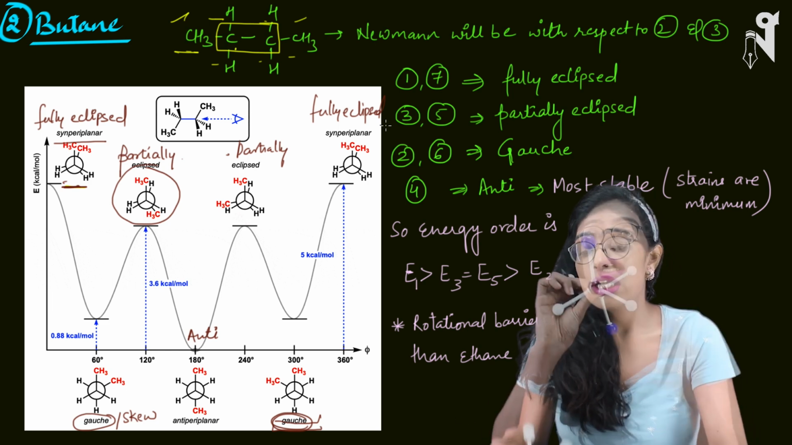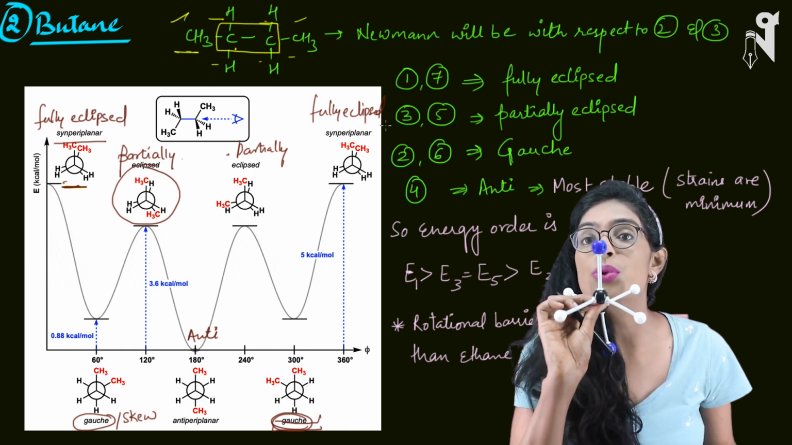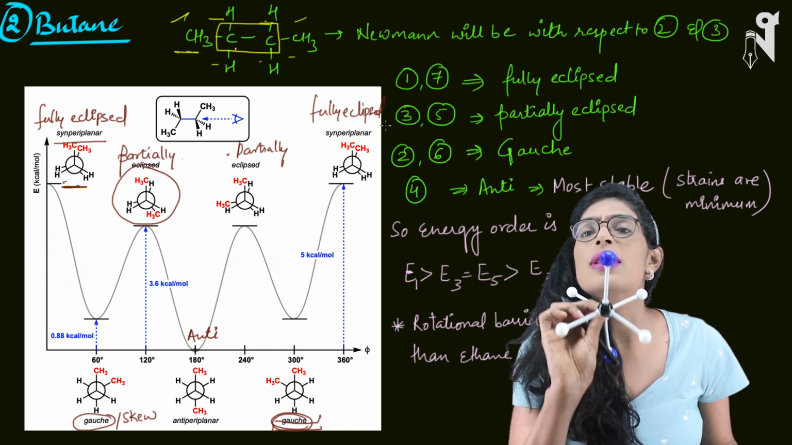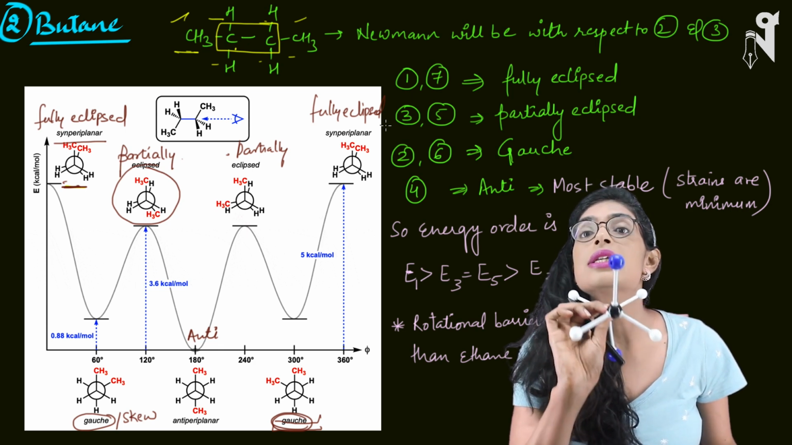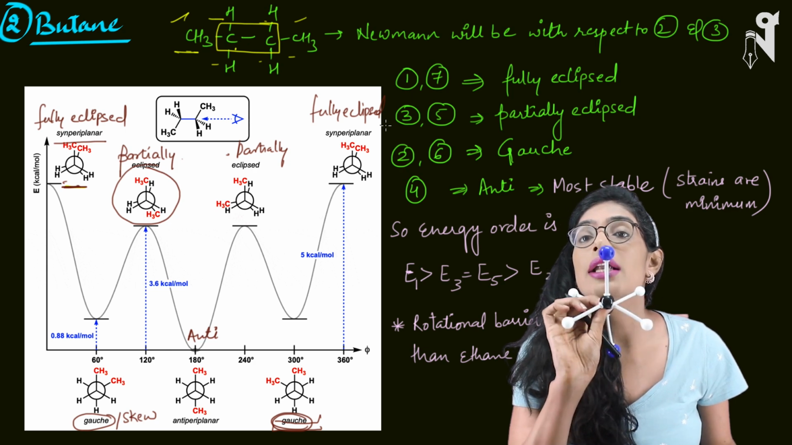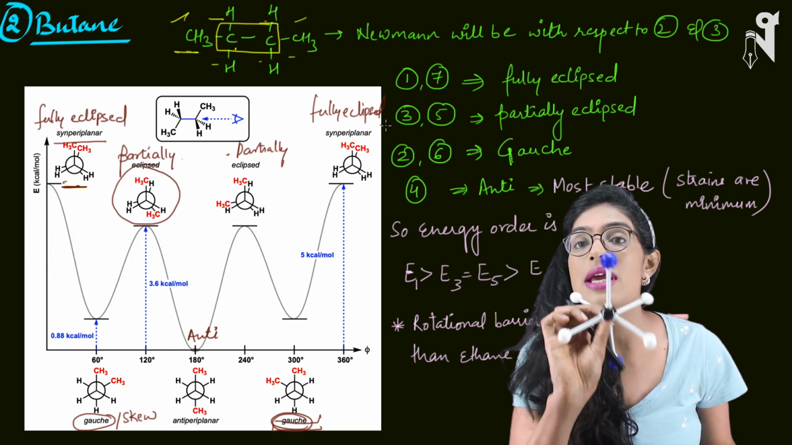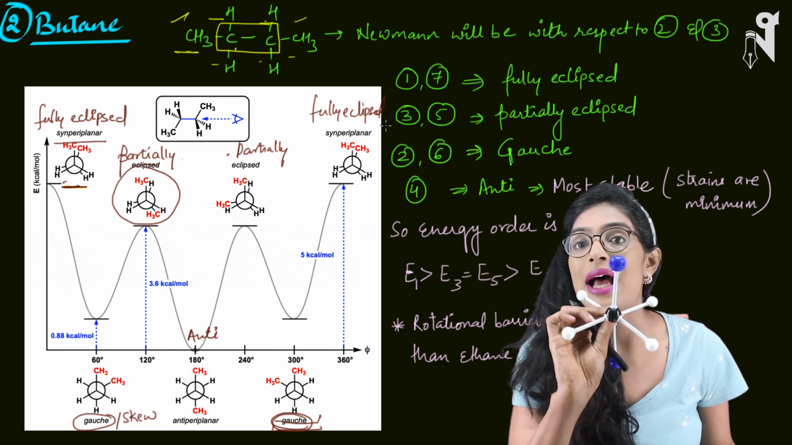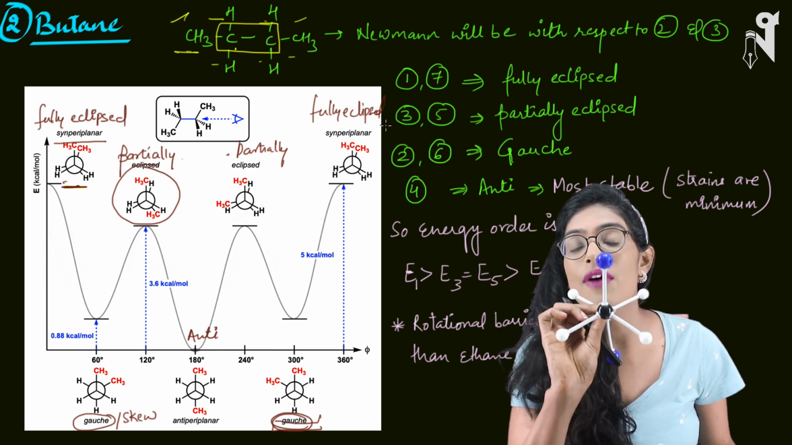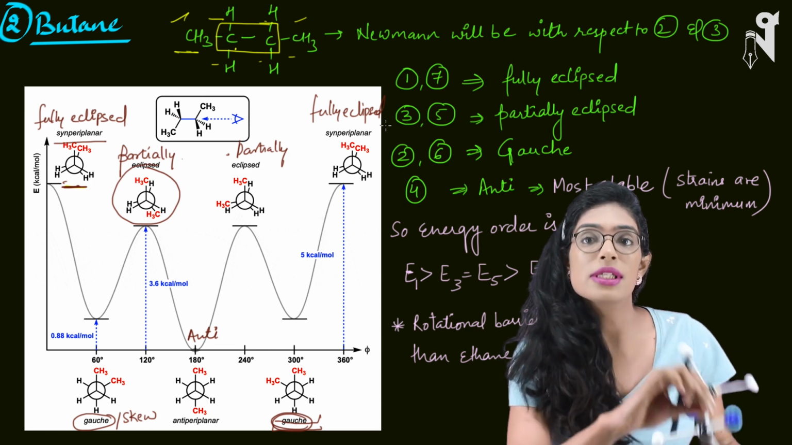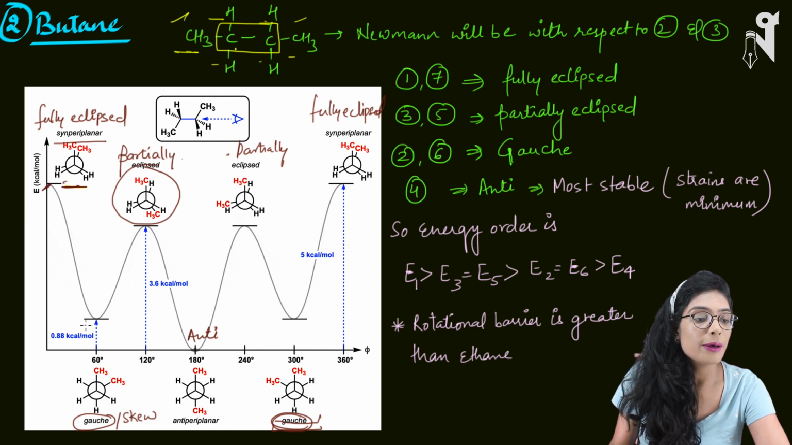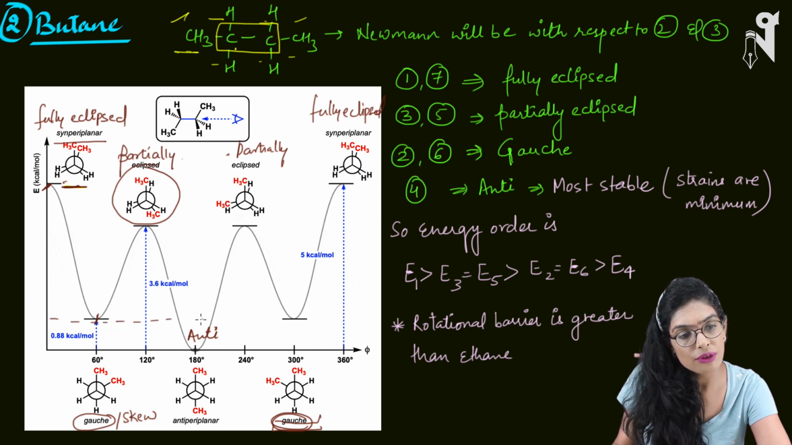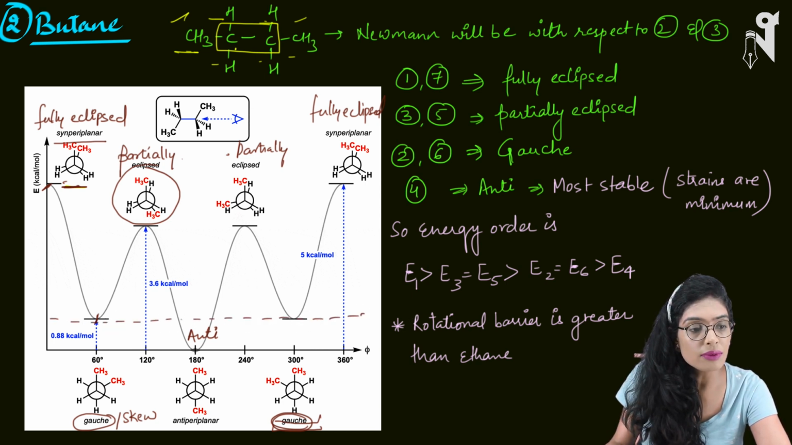In the case of anti, the same groups are completely opposite to each other, and hence it is the state where the minimum repulsion is there, because the distance between the same groups is the maximum. Hence there is no van der Waals strain, and the torsional strain is also very low, which makes this form the most stable with the least energy. So if I have to draw this on the energy diagram, how will I draw it? Just see. Fully eclipsed has maximum energy, then comes your Gauche. So here is one energy level. If you look at this very carefully, this is one energy level, and the bottom one is another energy level.